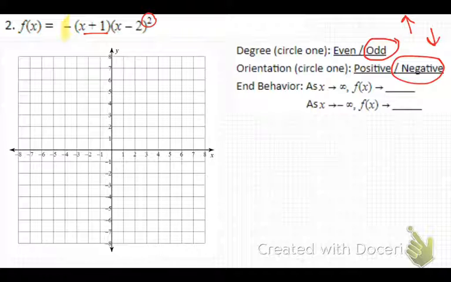Okay, so here's my end behavior. We need to figure out how to write this using our infinity signs. So again, we're going to start with the right. As I go to the right, do I go up or down now? I go down. What infinity is that? Negative infinity.